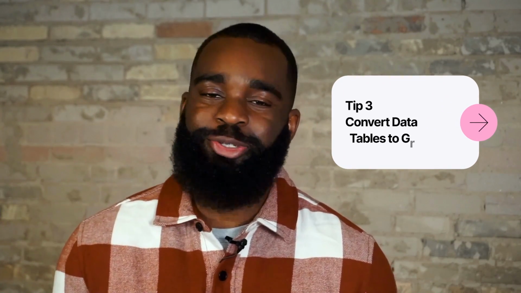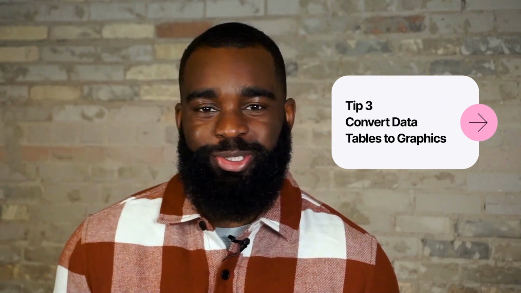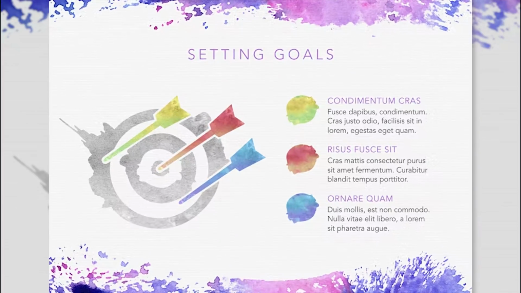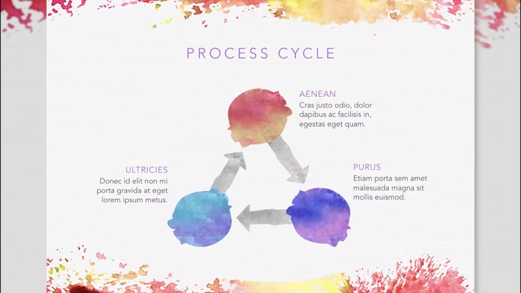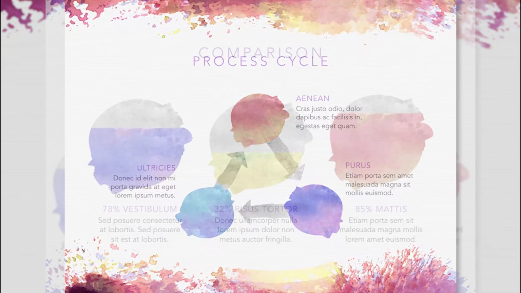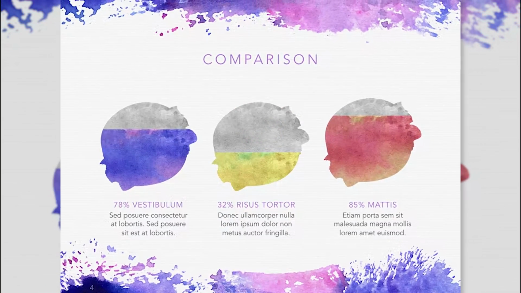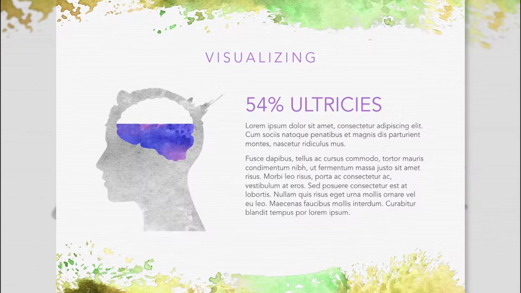Data is critical, but let's be honest, it can also be kind of boring. If you have some crucial numbers to share, change those bland tables to eye-catching graphics. Check out this example. The watercolor chart just pops off the slide. The difference between this and your average chart is pretty clear, and it's why you should take some time to make your data look appealing.